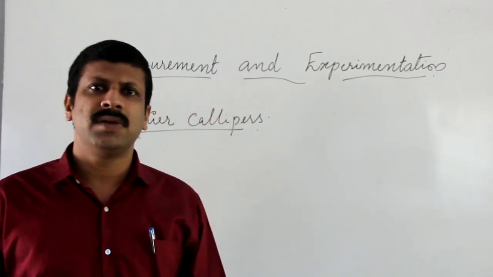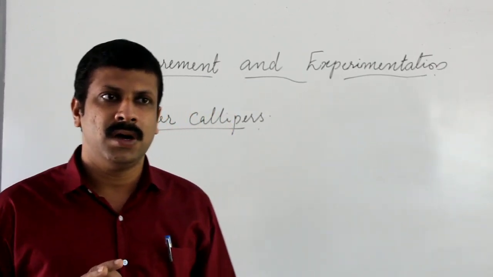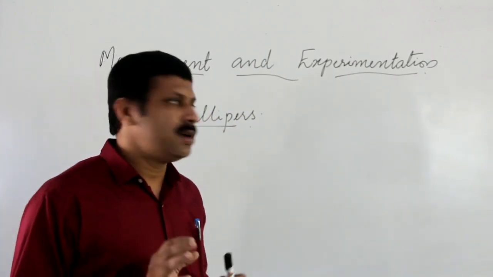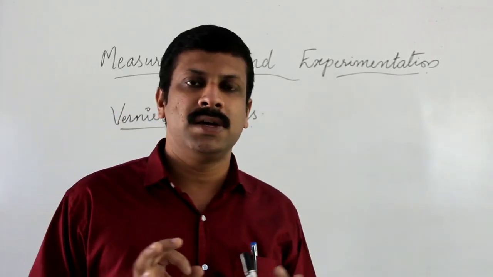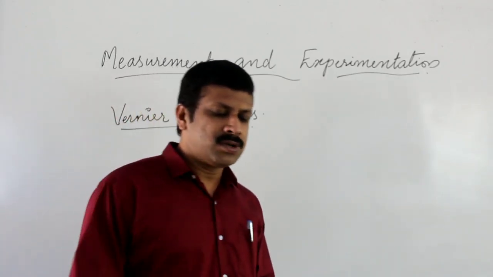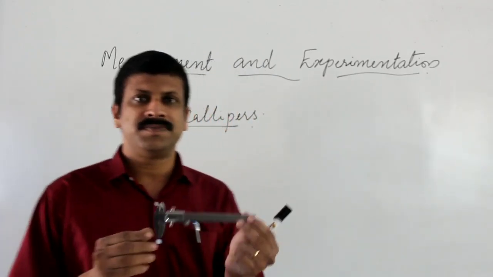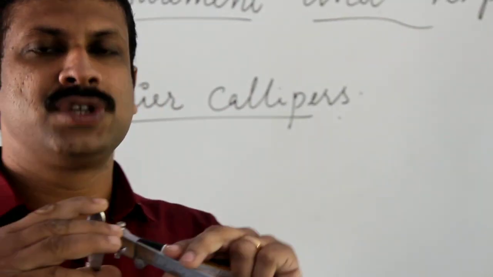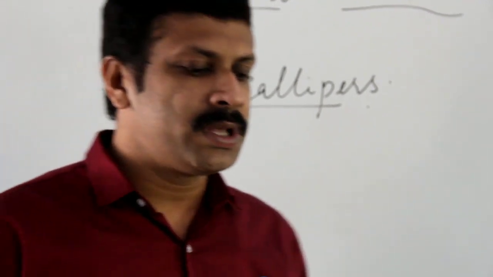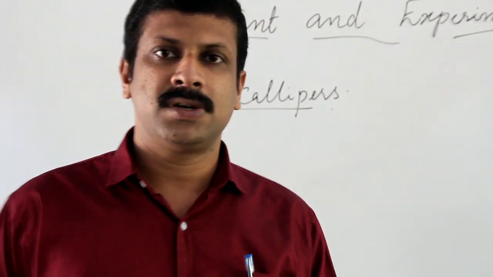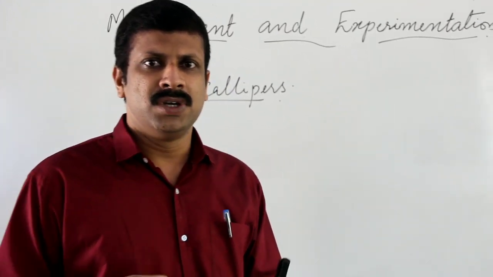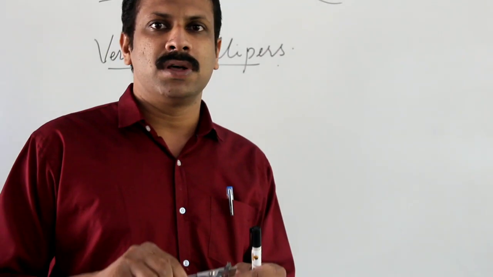In this chapter we are mainly considering three instruments: vernier calipers, screw gauge and simple pendulum. The first topic is vernier calipers. This is the instrument called vernier calipers. It is used for finding out the outer diameter, inner diameter as well as the depth of small containers or beakers. First we will discuss the parts of vernier calipers.